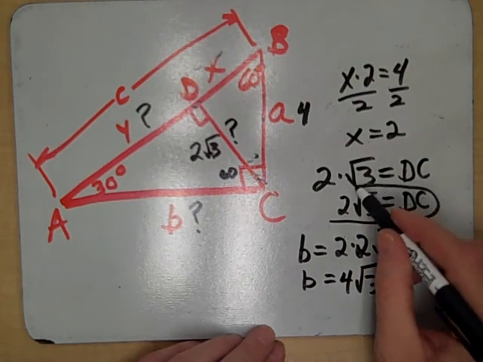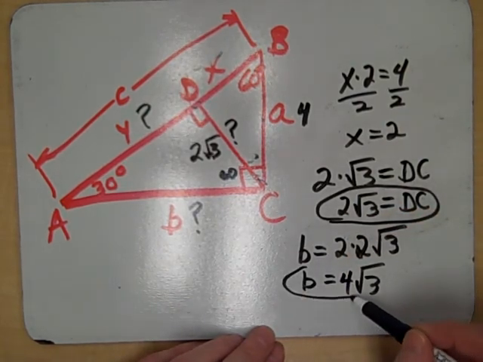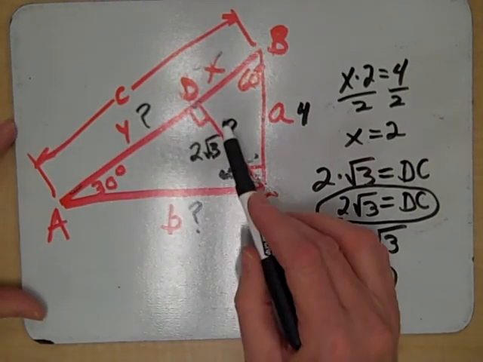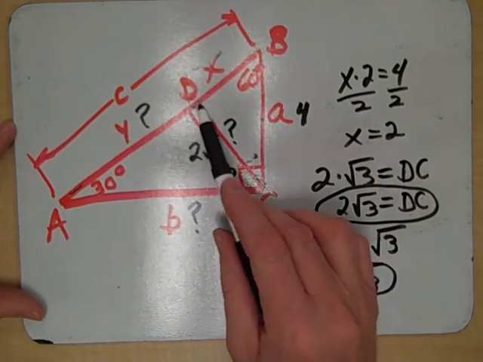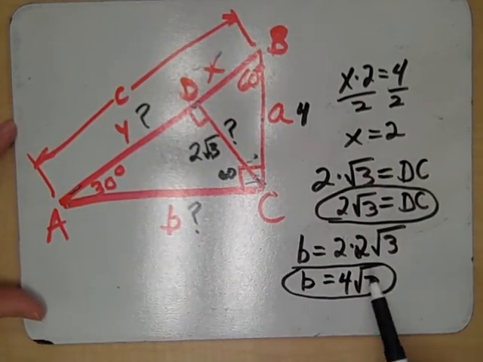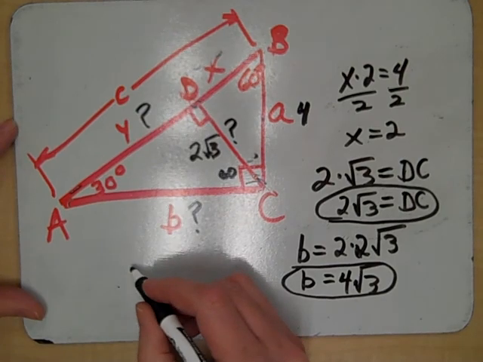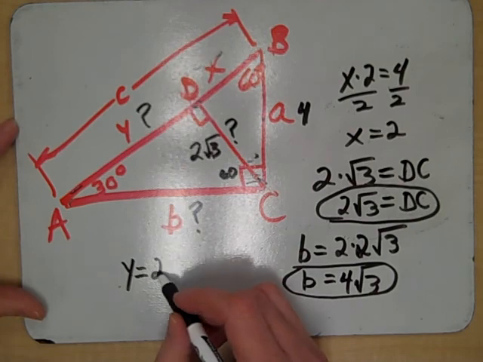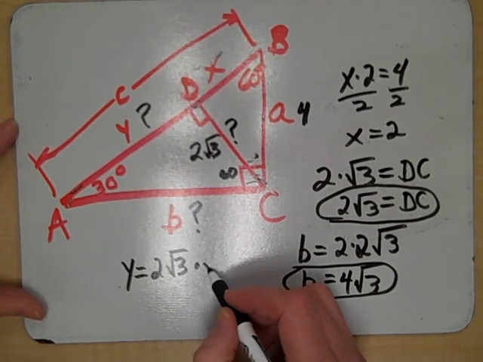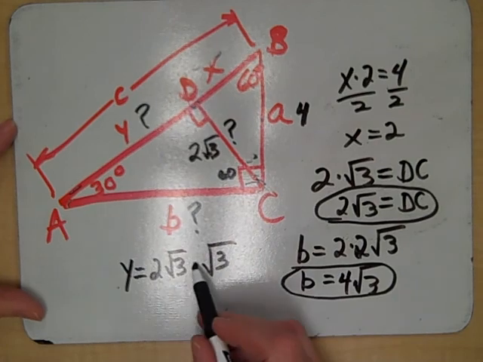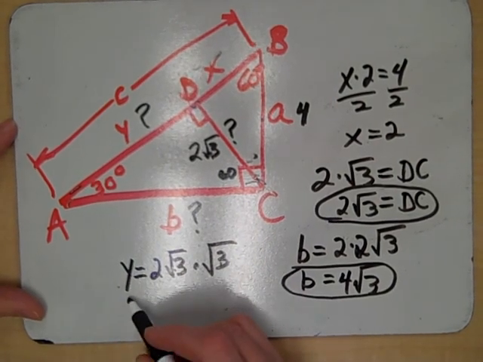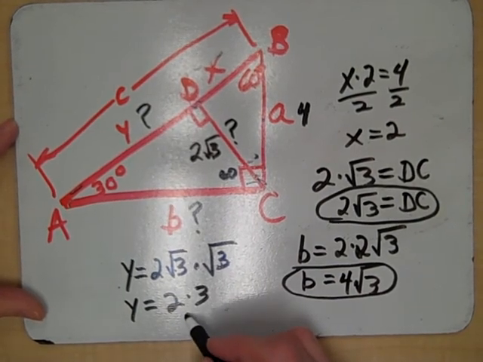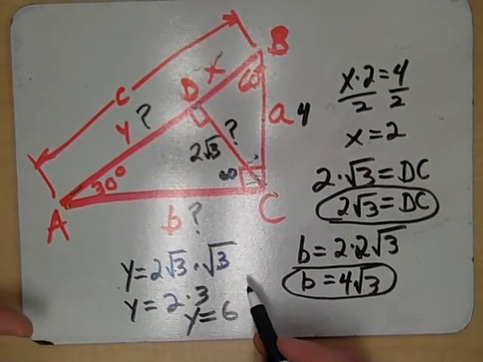Okay, so I got DC, I got B, and what else did they want? They wanted Y. Well, Y is the long leg of DAC. B was the hypotenuse, I already used that. Now the long leg is Y, and it's equal to the short leg, which is 2 radical 3 times radical 3, which is what we always multiply the short leg by to get the long leg. So Y is equal to 2 times 3, since radical 3 times radical 3 is 3. So Y is equal to 6.